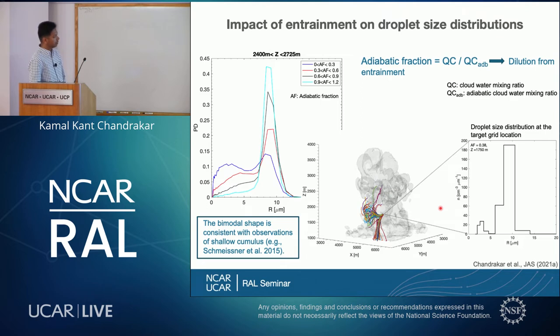This bimodal shape, as well as this broadening, is because of two factors. One, entrainment leads to variability in the droplet growth history, and two, there's activation of entrained aerosols. So here we track the individual particle trajectories which lead to one target grid location. And you can see that a lot of trajectories are coming from the cloud base, and that corresponds to the primary mode in the droplet size distribution. But there are also trajectories coming from the side, and that leads to production of this smaller mode in the droplet size. And this is because of the activation of entrained aerosols in the cloud.